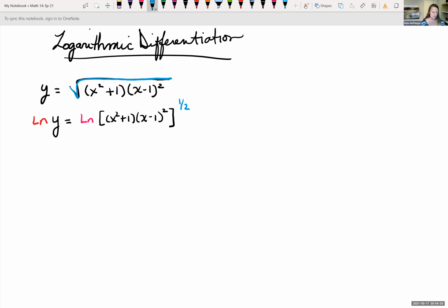The reason why I'm taking the log of both sides is I can use rules of logs to break this down into simpler pieces. I know with this 1/2 power, I can bring this down in front. So the natural log of y is equal to 1/2 times the natural log of x squared plus 1, that parentheses, times x minus 1 quantity squared.